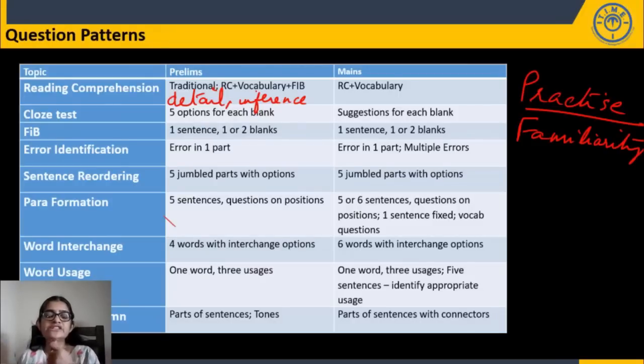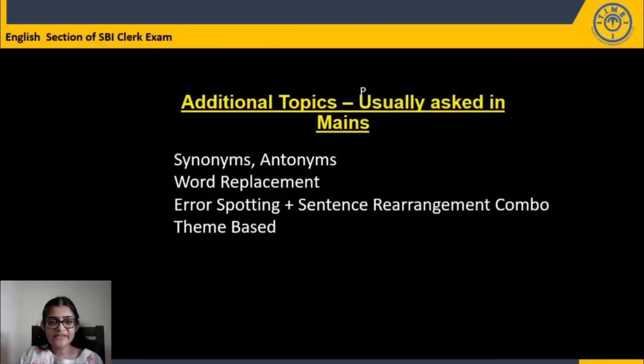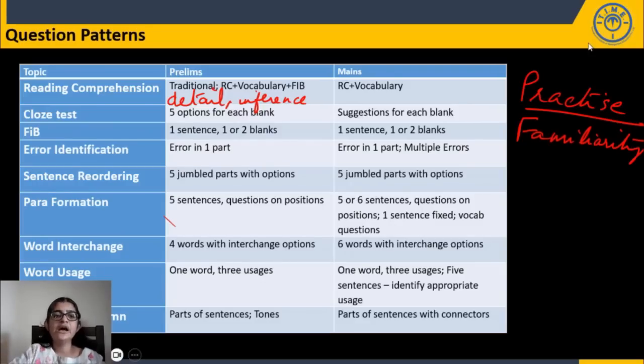Now when you look at the second model that we have mentioned here, let me show you. That is where we have reading comprehension plus vocabulary plus fill in the blanks. Okay, so this is a model where you get a slightly longer passage, and apart from the traditional reading comprehension questions, there will be normal reading comprehension, inference and detail based questions. Apart from this, you will have some vocabulary questions.